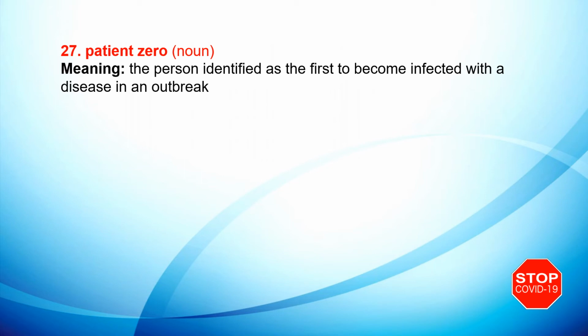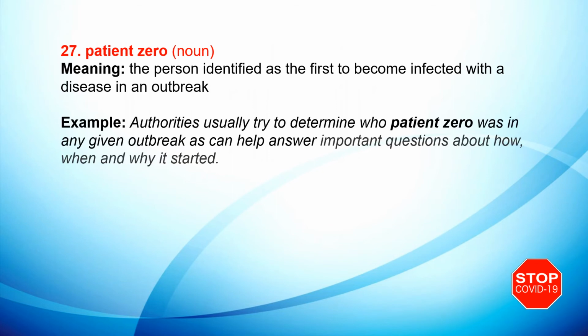Number 27, patient zero. Patient zero as a noun, meaning the person identified as the first to become infected with a disease in an outbreak. For example, authorities usually try to determine who patient zero was in any given outbreak, as it can help answer important questions about how, when, and why it started.